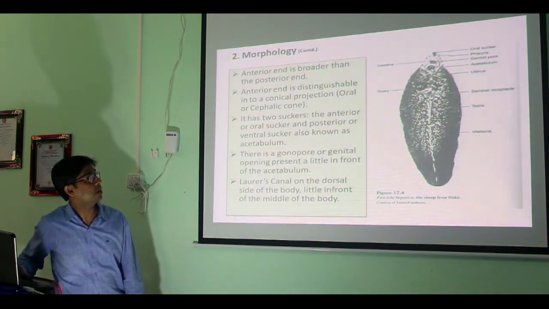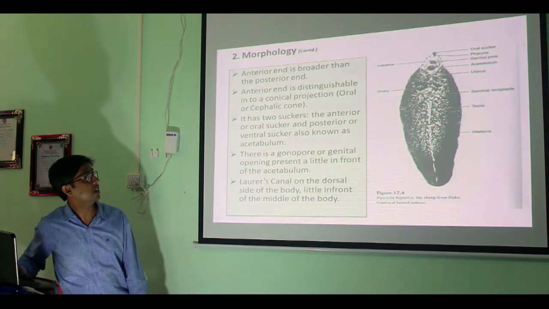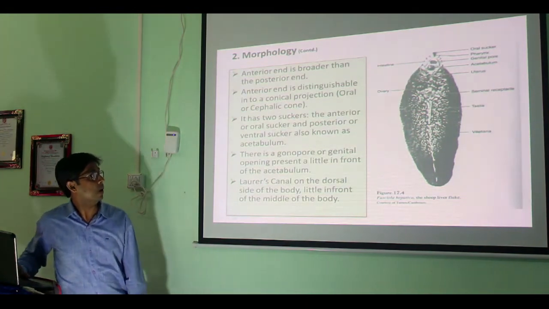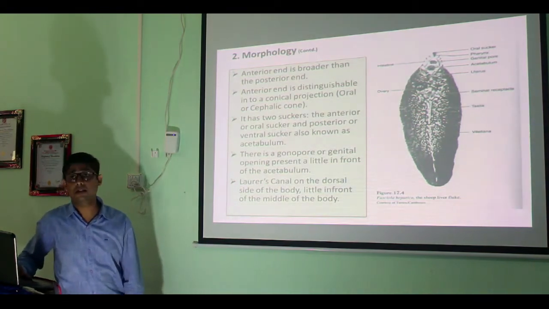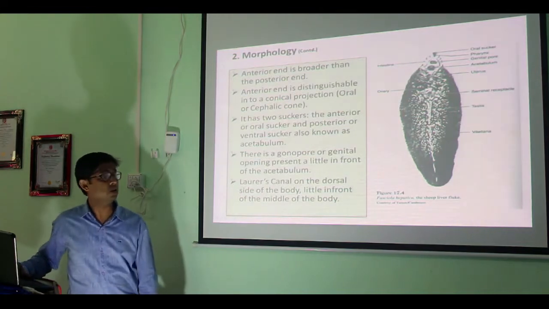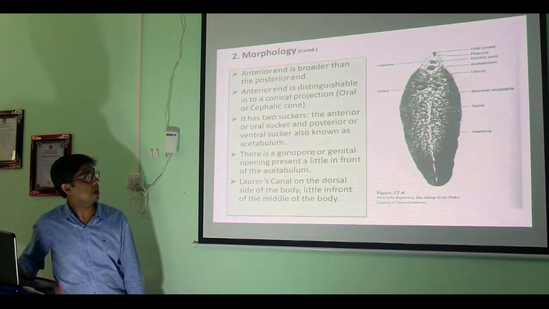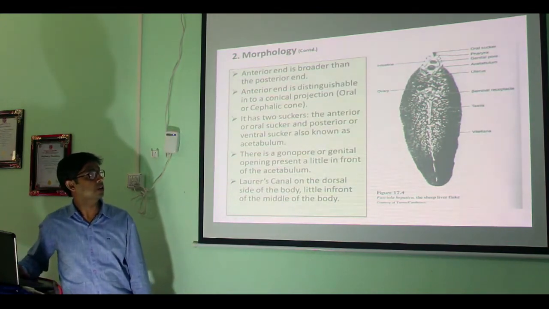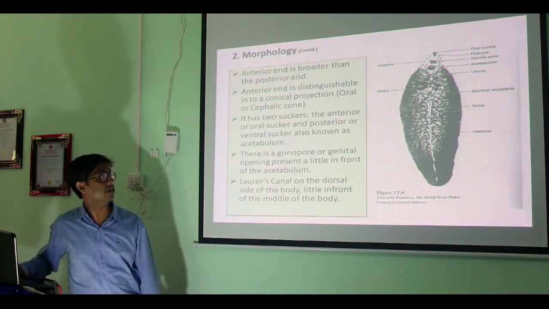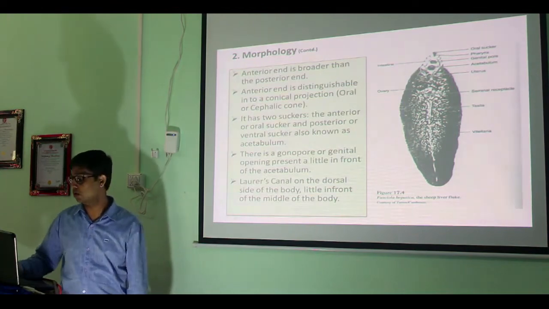There is the acetabulum, which is the posterior sucker or ventral sucker. Just above the acetabulum, there is the genital pore. And apart from this, there is a temporary structure called Laurer's canal, which is present dorsally, just above the midpoint of the body. So this Laurer's canal acts as a vagina for the adult worm.